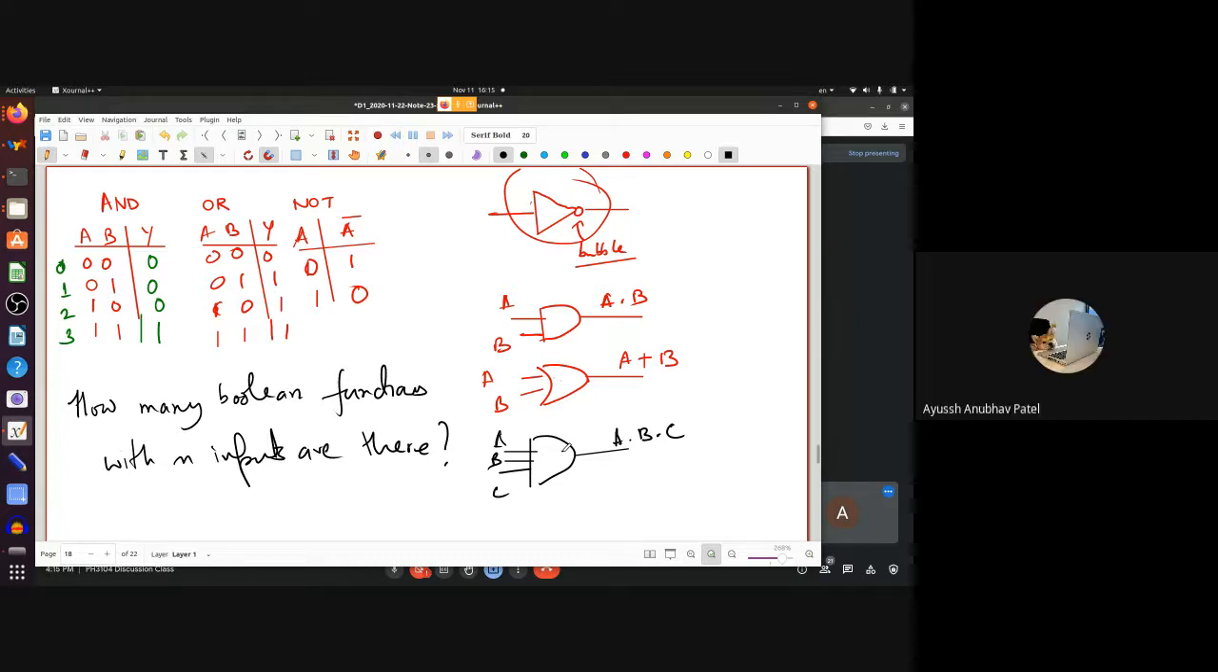Sir, 4. Yeah, 4. Why 4? Because we have AND and OR, and then we can add the NOT gate in front of both. So to get 4, right? Yeah, but how do you know that's where it ends?